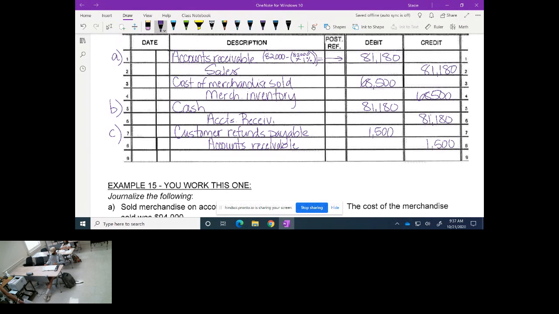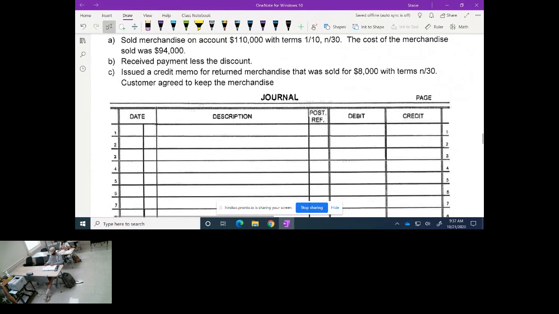Of course. All right, y'all do this one real quick. See how you do. I think y'all got it. When it gets here is when you're mixing up buying and selling.